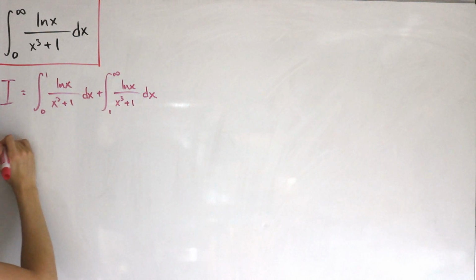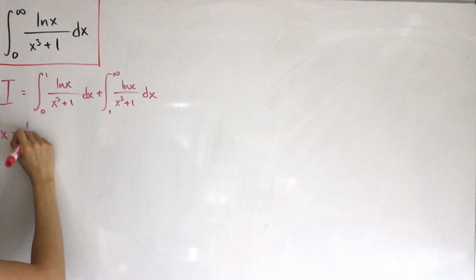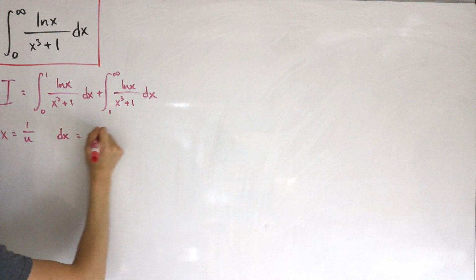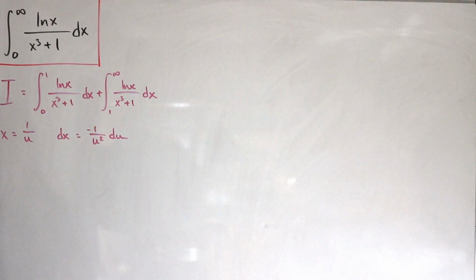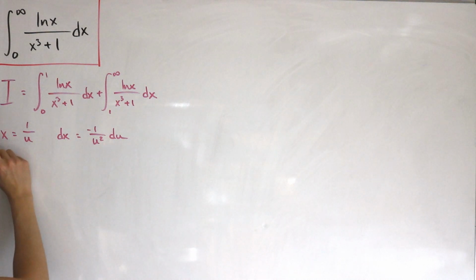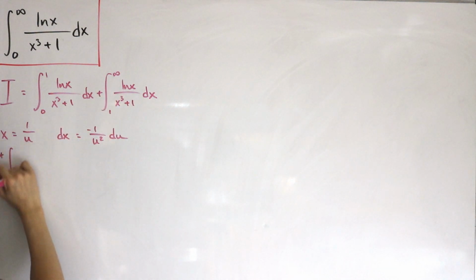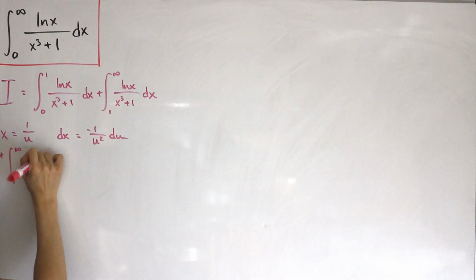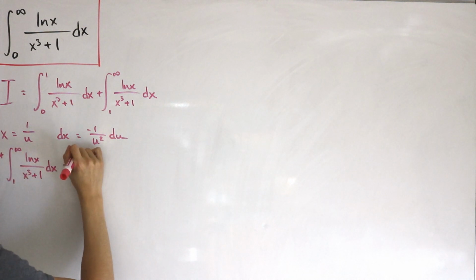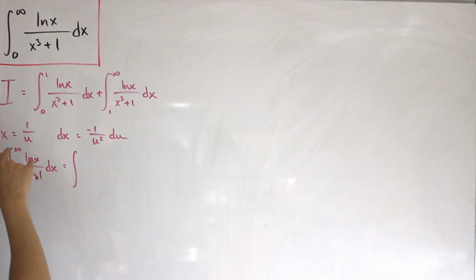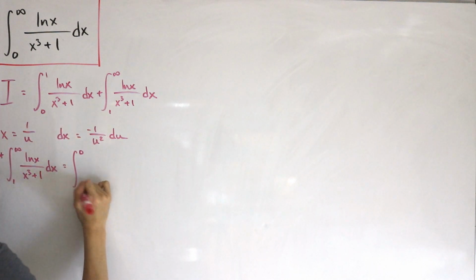Let's apply a u-sub. We'll say capital X, so let x equal 1 over u. I differentiate, so that means dx is going to equal -1 divided by u squared, du. With that in mind, we have to change our bounds, don't forget. Let me put a star for denoting this integral we're going to be changing: the integral from 1 to infinity of ln of x divided by x cubed plus 1, dx. As x approaches infinity, u is going to approach 0. Now when x is 1, u is going to be 1.